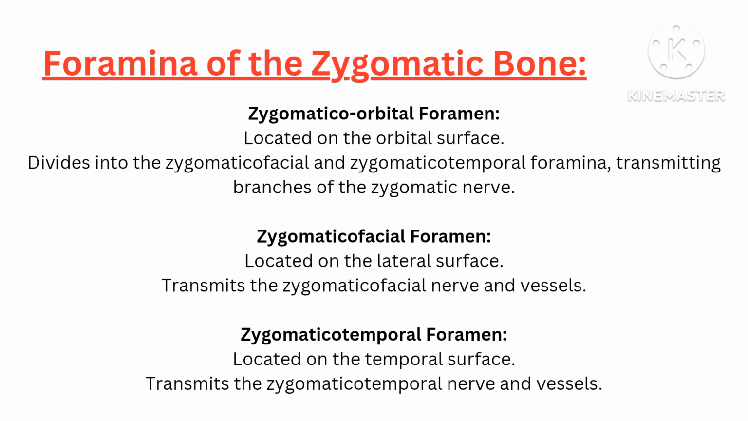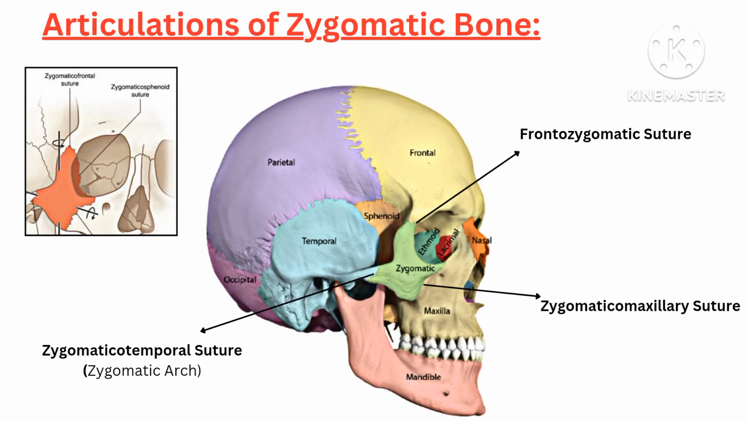Zygomaticotemporal foramen. Located on the temporal surface. Transmits the zygomaticotemporal nerve and vessels. The zygomatic bone articulates with four bones.